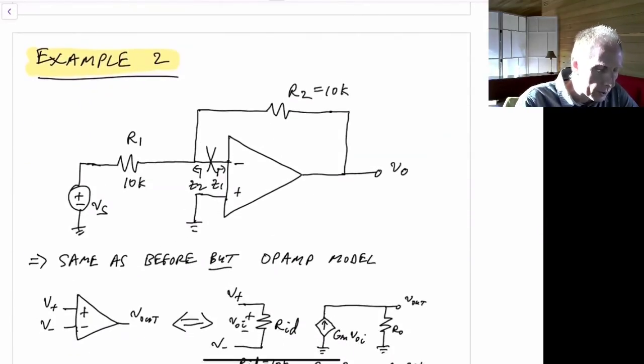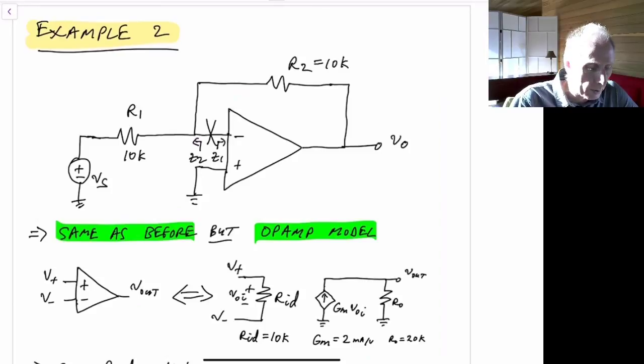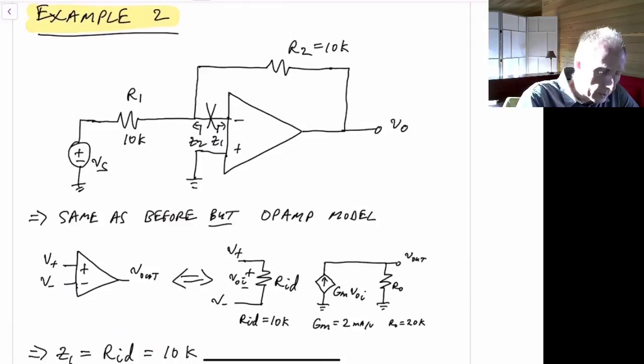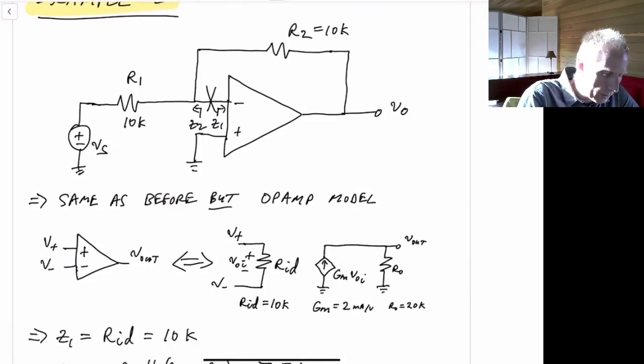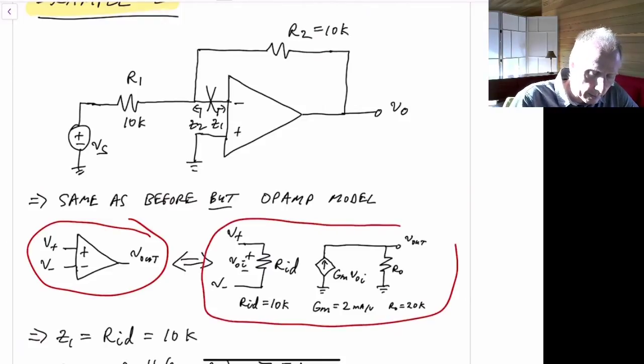So let's look at example 2 now. In example 2, it's the exact same circuit, but we're going to change the op-amp. So it's the same as we had in example 1, but our op-amp is now going to be more practical, more realistic. In this case, our op-amp model, which is the op-amp symbol shown here, but we'll use a model that looks like this. So it has a differential input impedance of R sub ID.